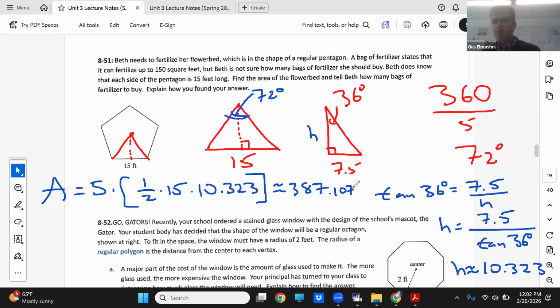You could do this, but sure, you could do that. That's fine too. However, this is not the question. The question is not the area. The question is how many bags I need to buy. How many bags am I going to buy, guys?